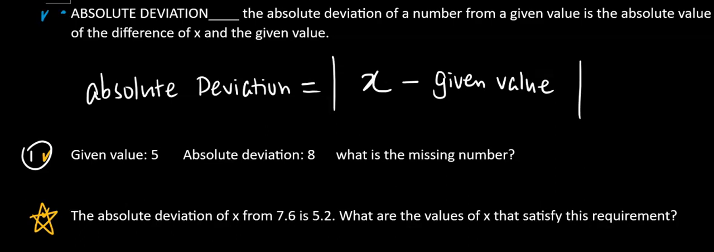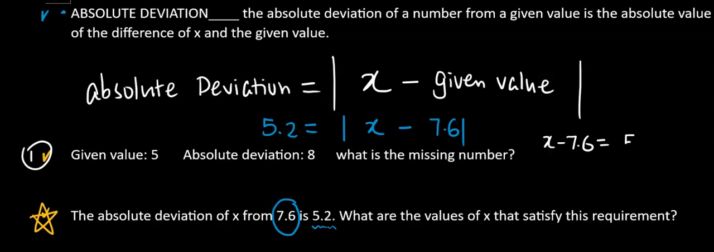The absolute deviation of x. Okay, x, we already wrote down x. I'm going to write down x here. From 7.6 is 5.2. So remember, this is your absolute deviation. So put the absolute deviation here, equals the absolute value of x minus, remember this is your given value. So put down the given value here. Done. We're done with writing. Okay, we're going to solve it. I'm going to use the space here. So we have x minus 7.6 is 5.2, scenario 1, and scenario 2.